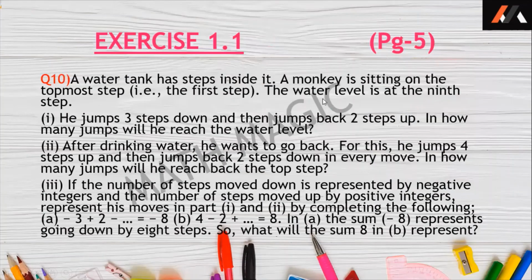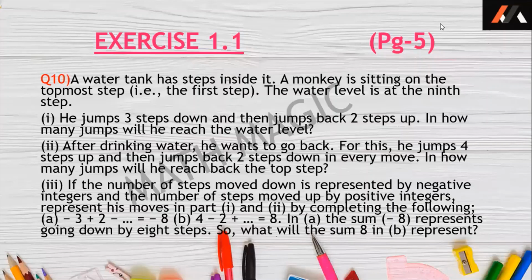A water tank has steps inside it. A monkey is sitting on the topmost step, that is the first step. The water level is at the 9th step. Question number 1. He jumps 3 steps down and then jumps back 2 steps. In how many jumps will he reach the water level? Let's go one by one.